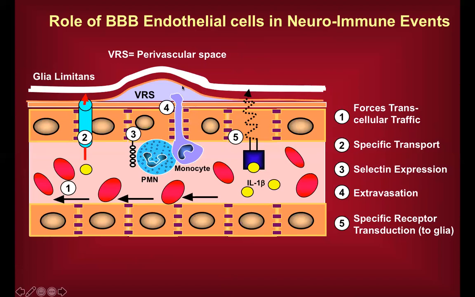And when they get in the brain, like I said before, they usually get stuck in this perivascular or Virchow-Robin space. And this white bar here again is the glia limitans. And just asking a question, if you learned anything from last lecture, who makes that glia limitans?